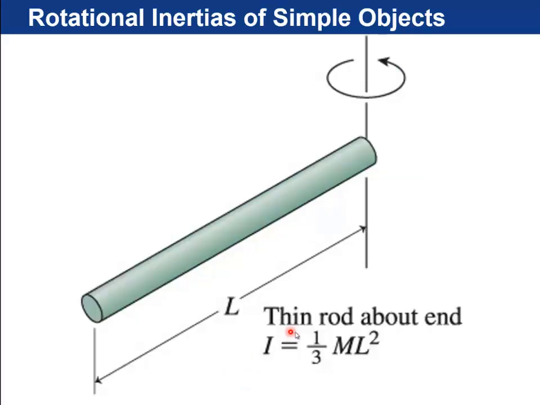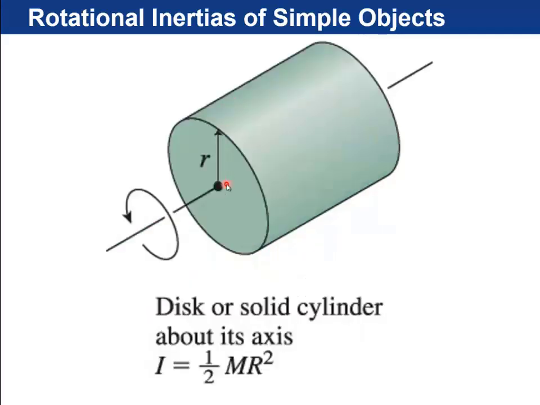Another one would be the thin rod rotated around its end. Again, that's mL squared, but now the factor out in front is a third. A third is much greater than 1/12 because much more of the mass is now further away from the axis when you rotate it around the end of the rod. We've got the disk, so we had the hoop was mr squared. If you have a solid disk, where much more mass is towards the center, it's a half mr squared.